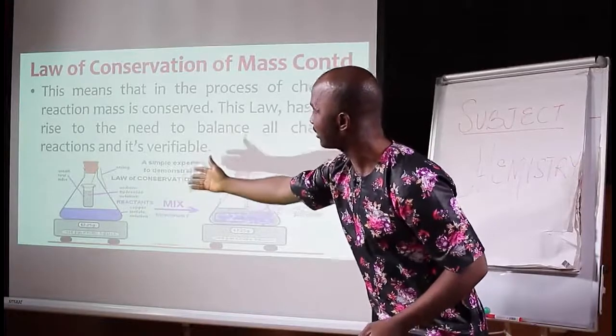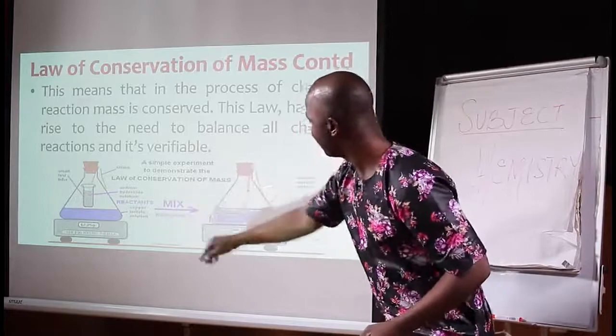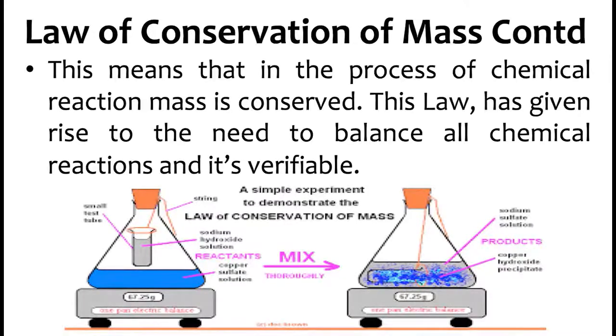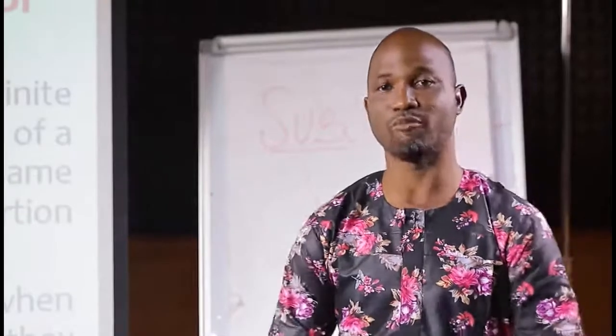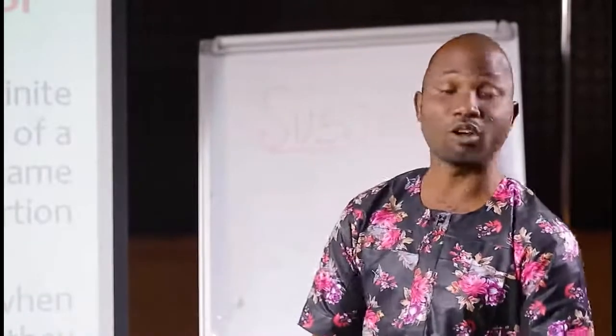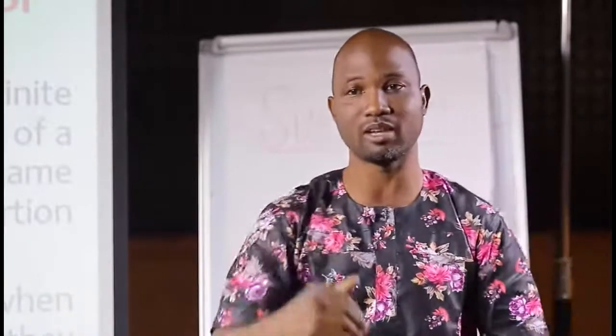There are two reactants there, and the mass there is the same as 67.725 grams. And after this reaction has taken place, it was still recorded that the mass of the product was still 67.725 grams, meaning that there is no loss of mass during this chemical reaction. It's the basis of balancing of chemical equations, as we are going to see as these lessons proceed.